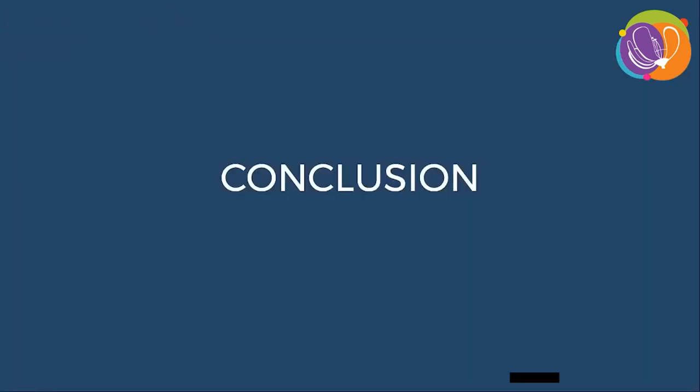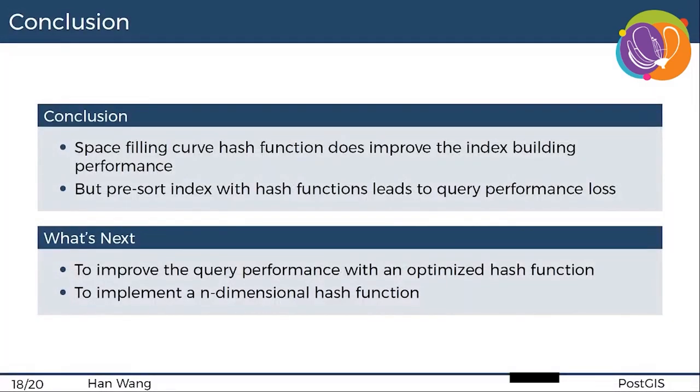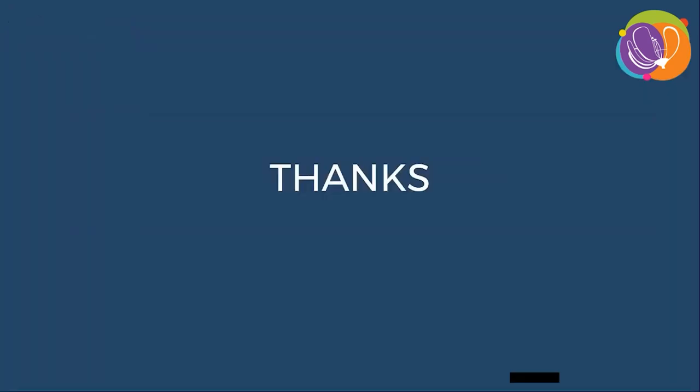At last, the conclusion. The conclusion is that the space-filling curve hash function does improve the index building performance, but pre-sort index with hash functions may lead to a query performance loss. And next, we will improve the query performance with an optimized hash function that is better than the original Hilbert or the order functions. And we will implement an n-dimensional hash function with this bitwise computation or other magic computation. And that's all. Thanks to my mentors, the community, and the GSoC staff again.